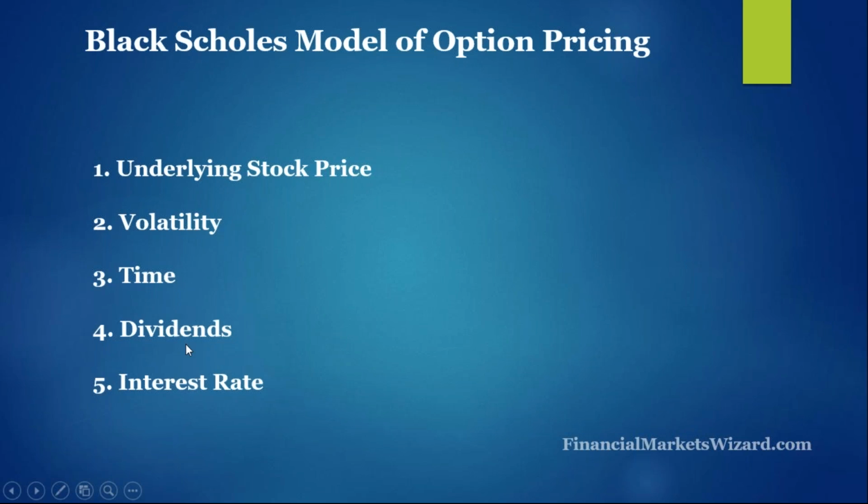It also depends on the dividend, so the previous dividends the company has declared. The Black-Scholes model takes that into account, and the interest rate. Interest rate also plays a role. So these are the 5 variables which determine the option pricing.